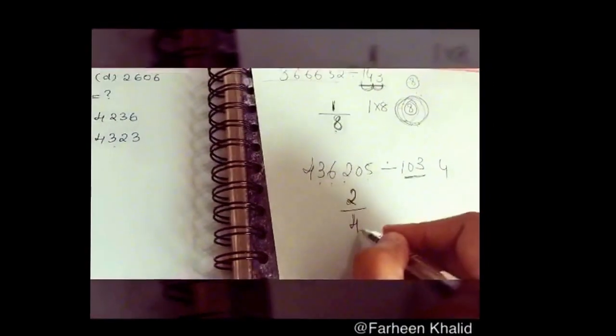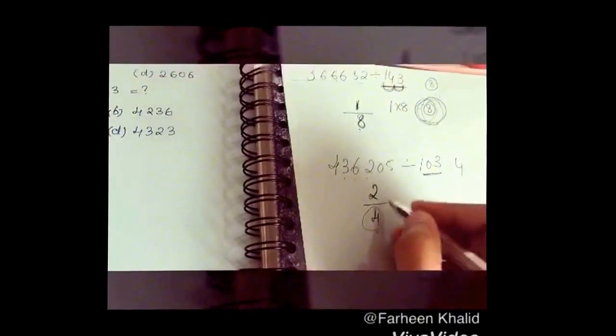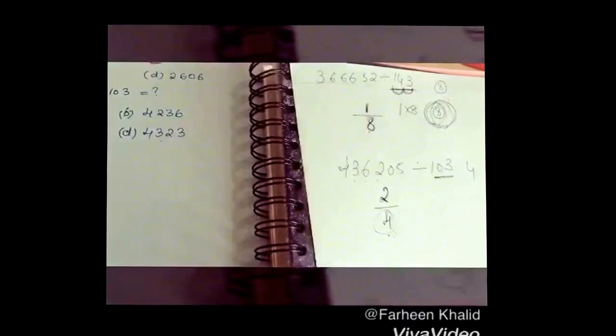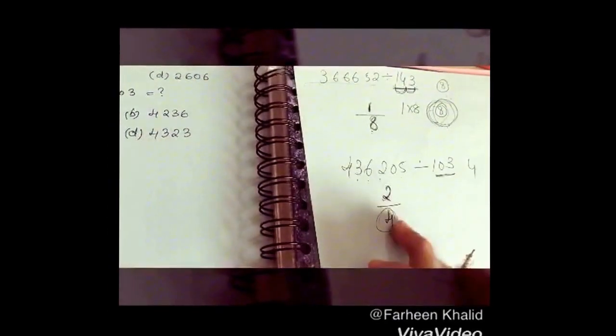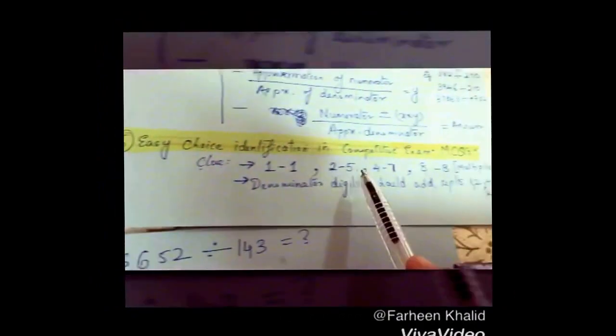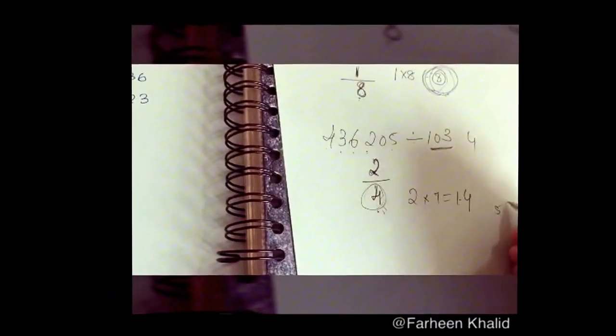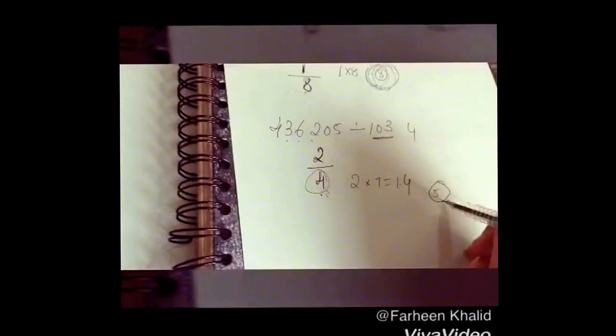Now here is where the multiplier part comes in. So we don't have to divide 2 by 4. We have to multiply 2 with the multiplier of 4. So what is the multiplier of 4 here? It is 7. So we just multiply 2 times 7, which is 14, and when you add 4 plus 1, it gives you 5. So our final answer has to have the sum of digits adding up to 5.